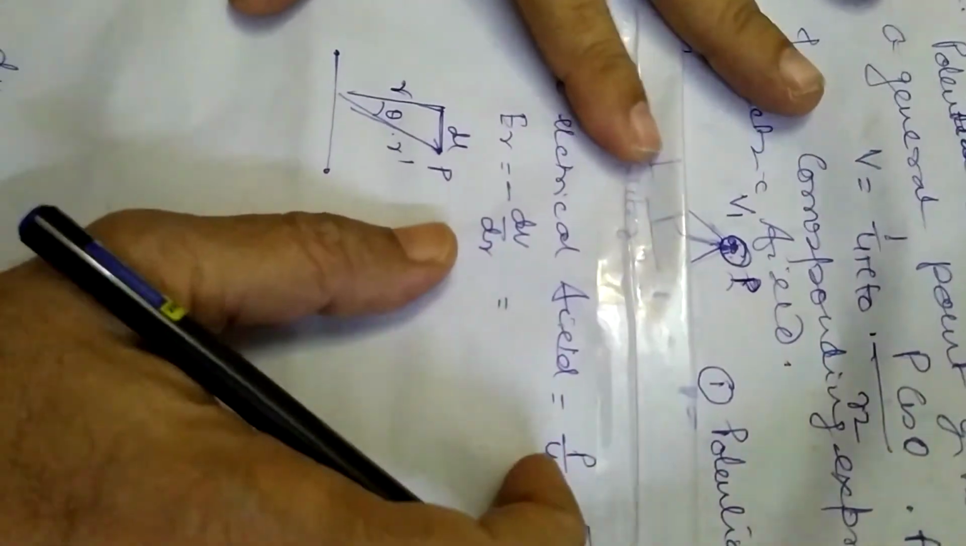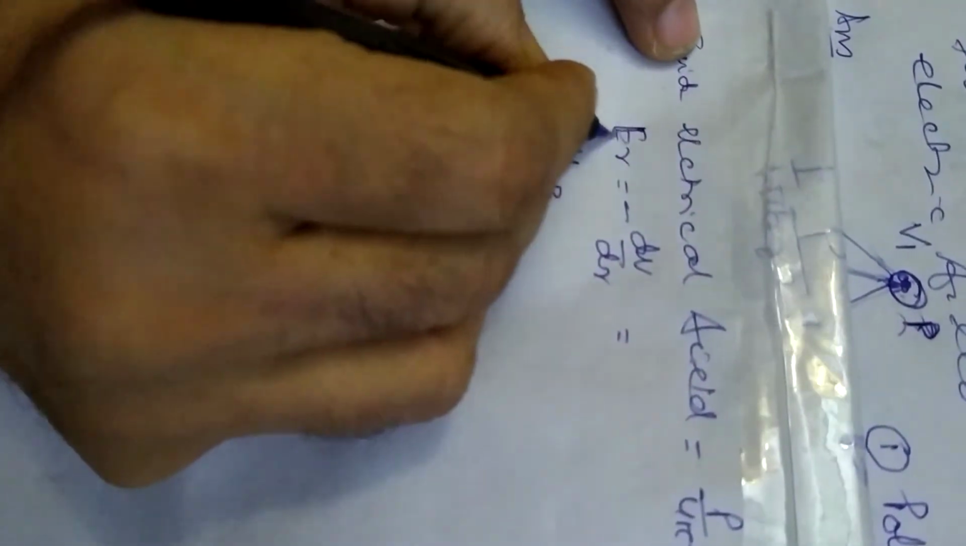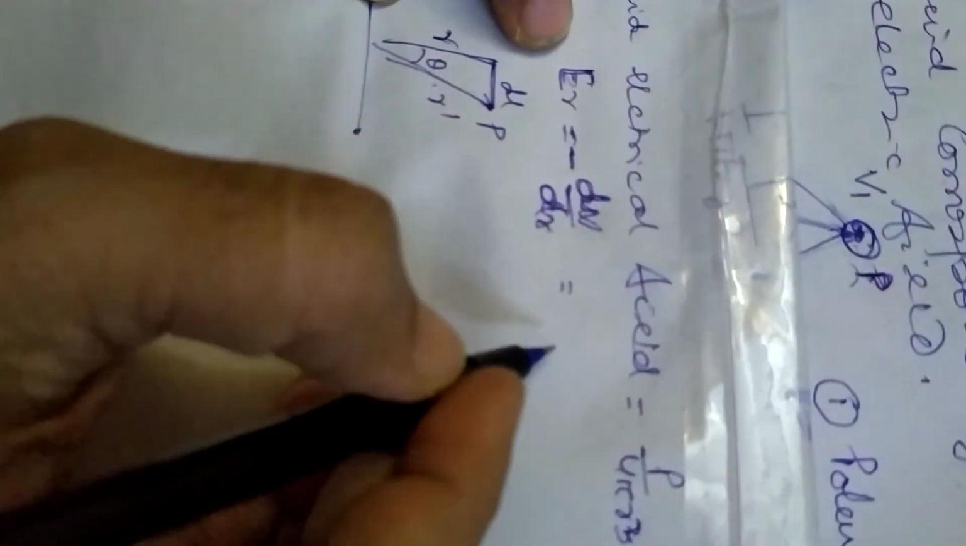Now from these specific things we can even find out the electric field, as we have derived, that is E equals minus dV by dr. Clear? So we can write dV by dr like this.